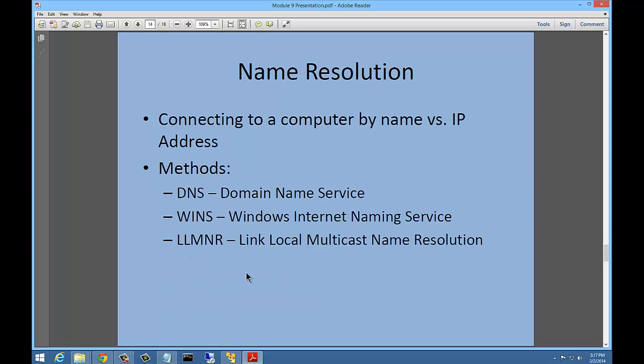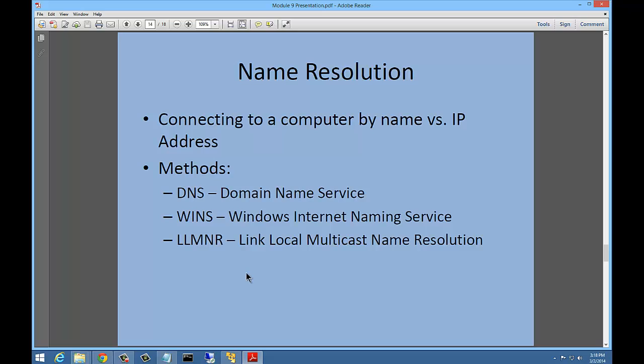We have several different types of name resolution. When you go to connect to a computer or a website, you're going to want to use a name. You're not going to want to connect to it by IP address. So DNS is the default domain naming service that you'll use for resolving names to IP addresses. An older version is WINS, the Windows Internet Naming Service. That one was typically used by Windows NT4 and Windows 2000. It does not use fully qualified domain names.